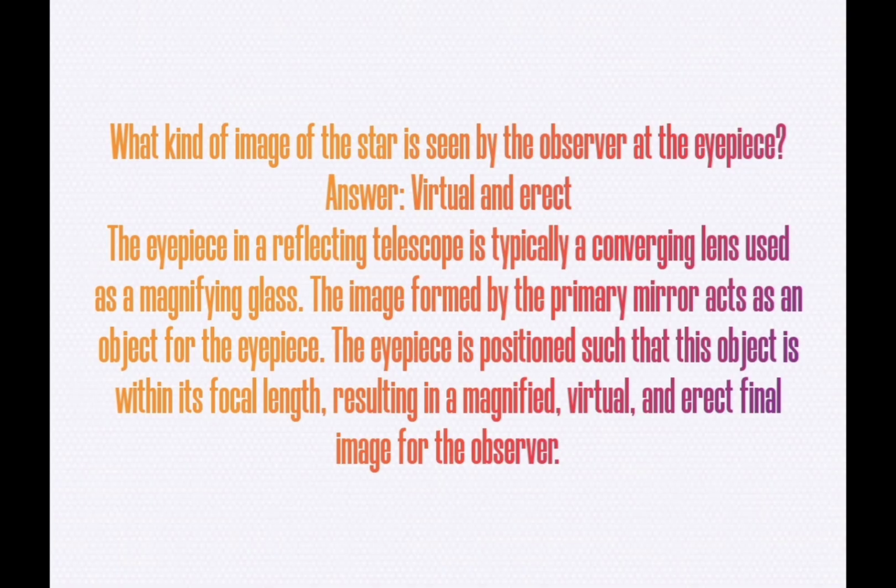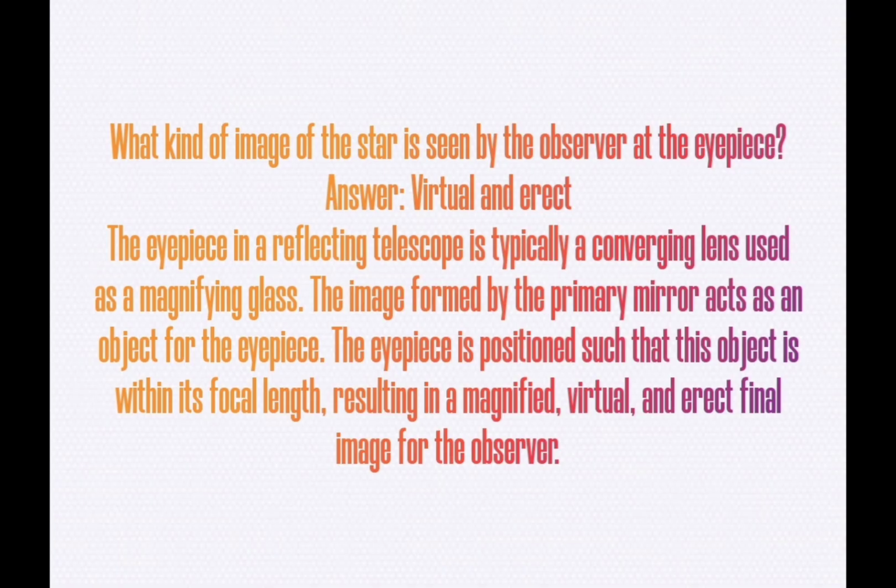The eyepiece in the reflecting telescope is typically a converging lens used as a magnifying glass. The image formed by the primary mirror acts as an object for the eyepiece. The eyepiece is positioned such that its object is within its focal length. As a result, we can see a magnified, virtual and erect image.